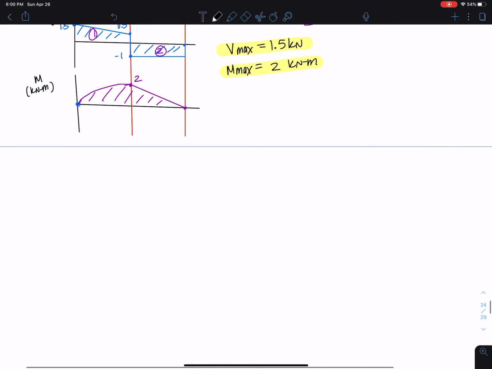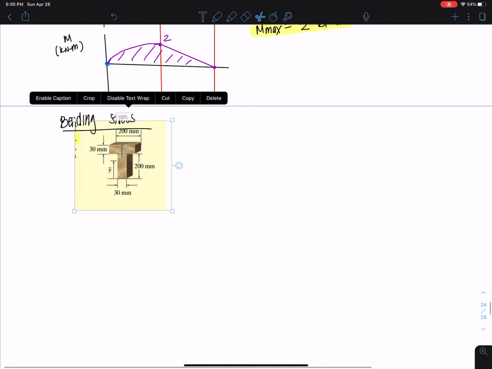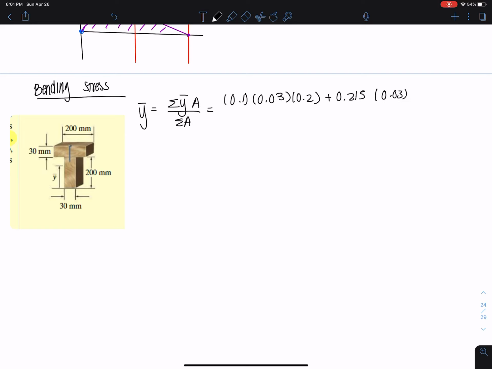And now we can start with the bending stress portion. Okay, so first thing we want to do, because this is a T shape here, I'll probably just copy this. We have a T-shaped cross-section, so what we want to do here is carefully calculate our Y bar. So we have 0.1 times 0.03 times 0.2 plus 0.215 times 0.03 times 0.2, divided by just the area, so the 0.03 times 0.2 plus 0.03 times 0.2, and we get 0.1575 meters.